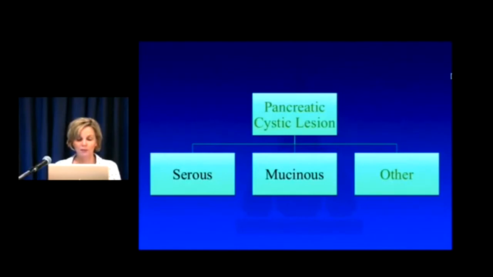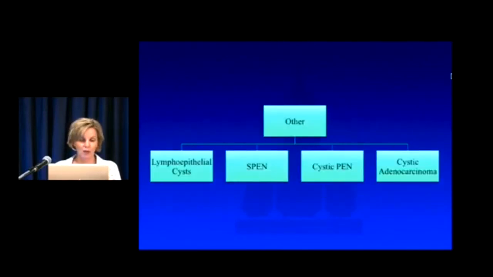Okay, so we talked about the serous tumors, and we talked about the mucinous tumors, and now we have the category of others. So what's in the others that can look cystic? There's lymphoepithelial cysts, SPEN, cystic pancreatic endocrine neoplasms, and then the cystic or necrotic adenocarcinomas.